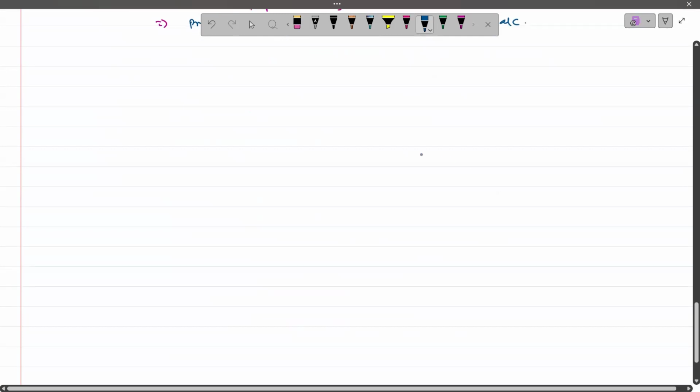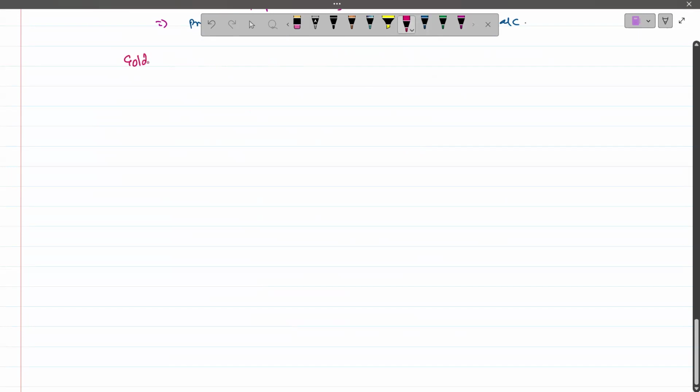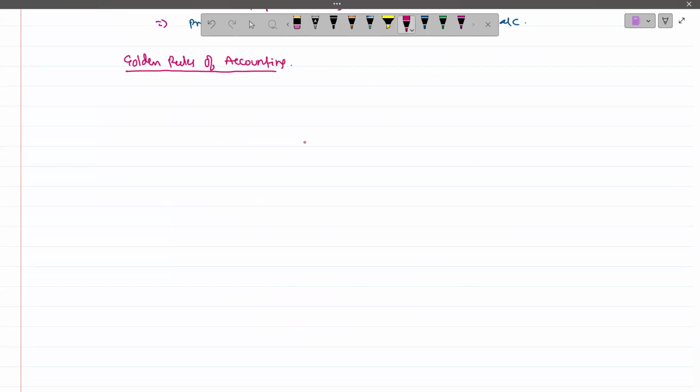Then coming to the next one, what are the golden rules of accounting? Actually, as we discussed previously, for identifying the debit and credit aspects relating to a transaction, we have two approaches. So how to identify? Based on these rules. So we have three accounts, right?